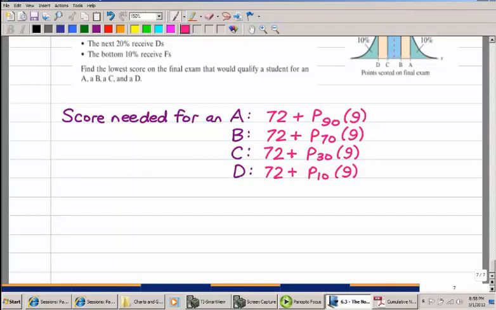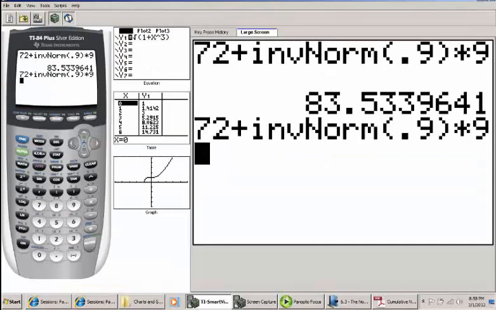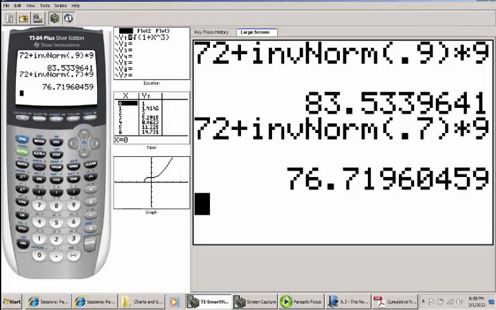.53 would actually have been the score for an A. All right, the next one would be, let's do second enter, 0.7 times 9, so 76.71. So the range of B's would be anywhere from that 76.7 up to that 83.5.